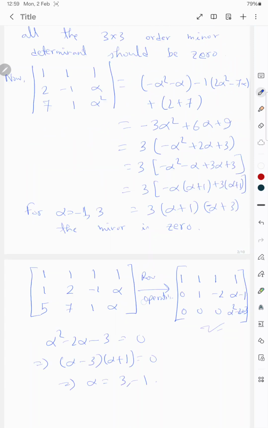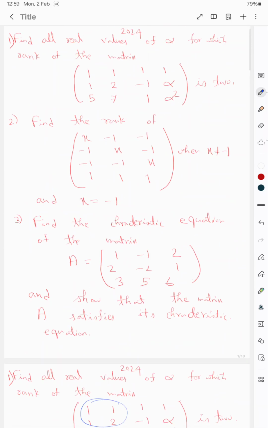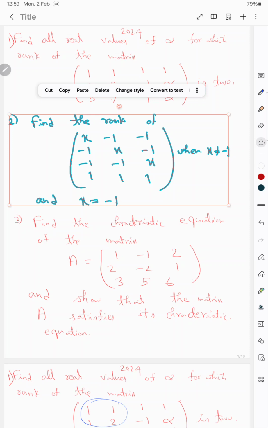No issue. I'm going to the next question. So the next question is: find the rank of this when x is not equal to 0 and x is not equal to minus 1, and then when x is equal to minus 1. Both cases you have to discuss.